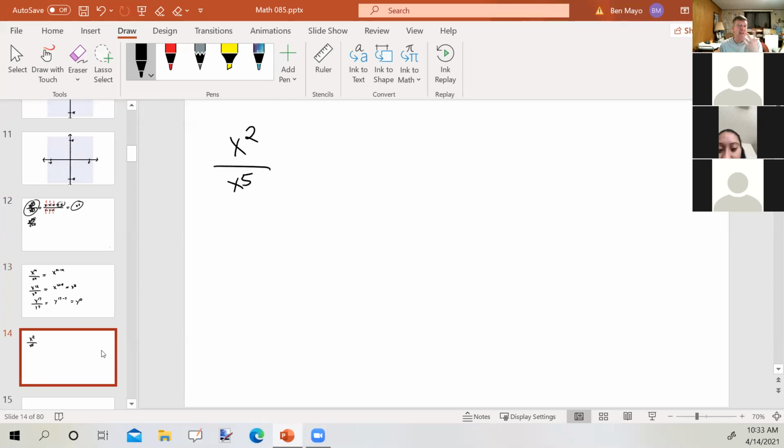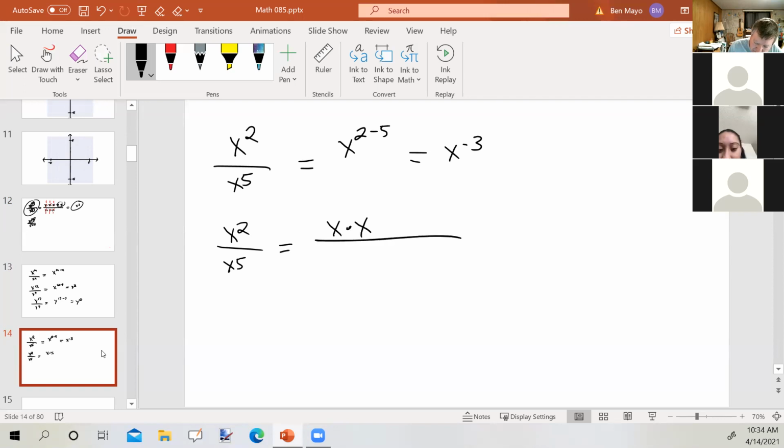What if the exponent in the numerator is smaller than the exponent in the denominator? Well, following that rule, we get x to the 2 minus 5 power, which is x to the negative 3 power. So it still works. However, let's look at this expression a different way. Let's go back and let's expand it the long way. 2 factors of x on top divided by 5 factors of x on the bottom. We reduce it down 1 over 1, 1 over 1, and we end up with 1 over x cubed.